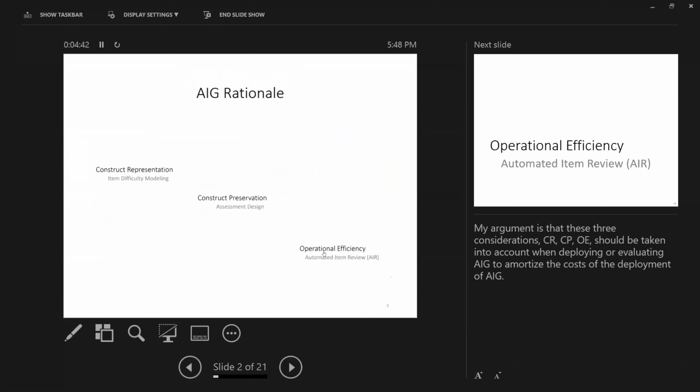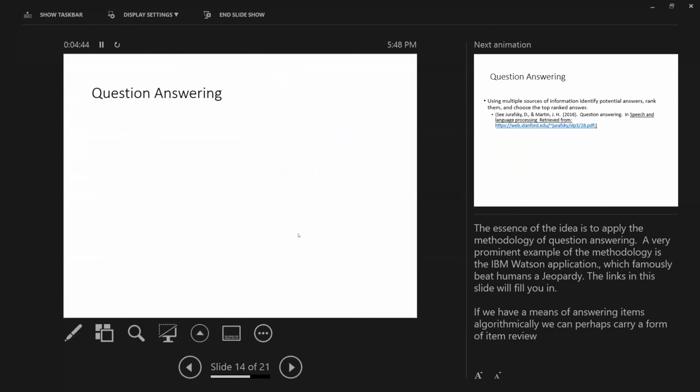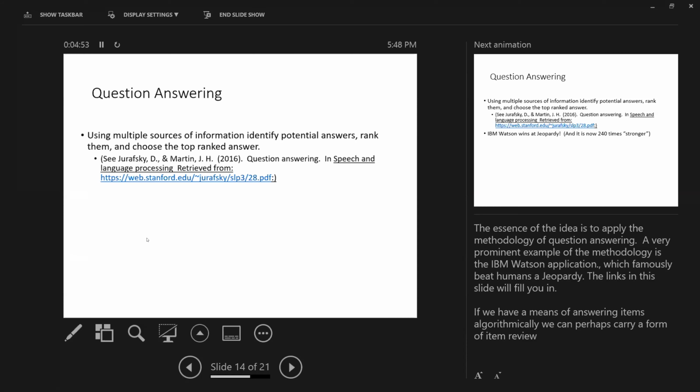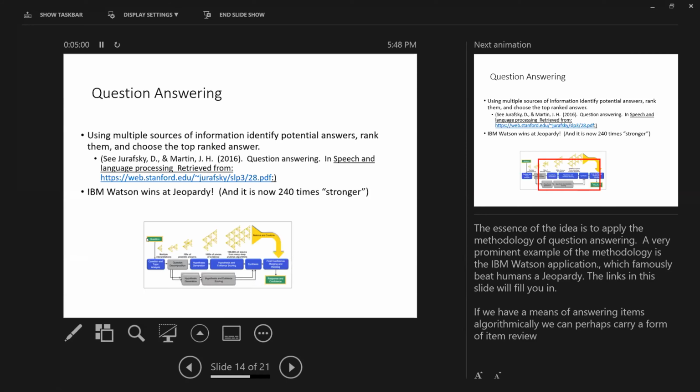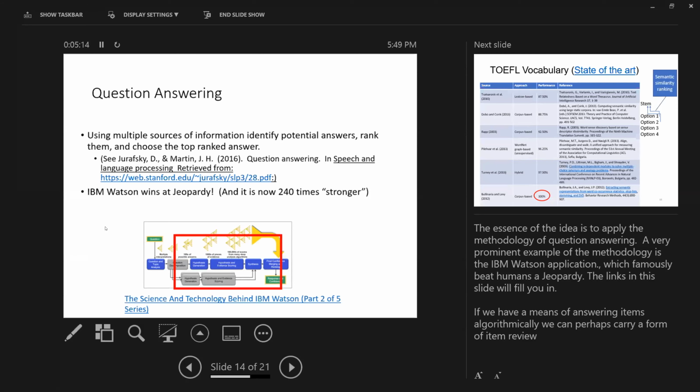And finally, I want to mention operational efficiency. Everybody has been bringing up the developments in AI, and this is another example of that. In AI, they talk about methods for automated question answering. And the most famous example of that is IBM Watson, which beat other human contestants in Jeopardy. So we can use some of that technology.